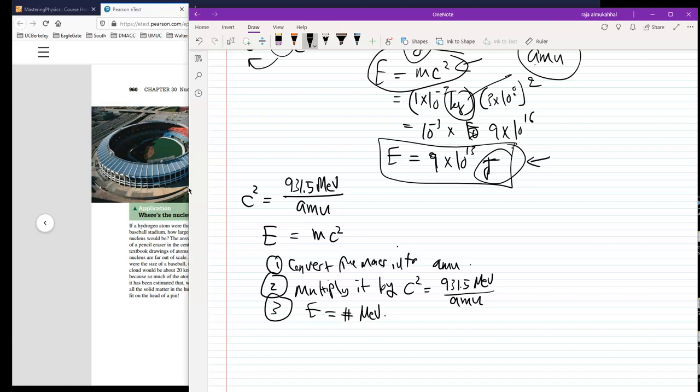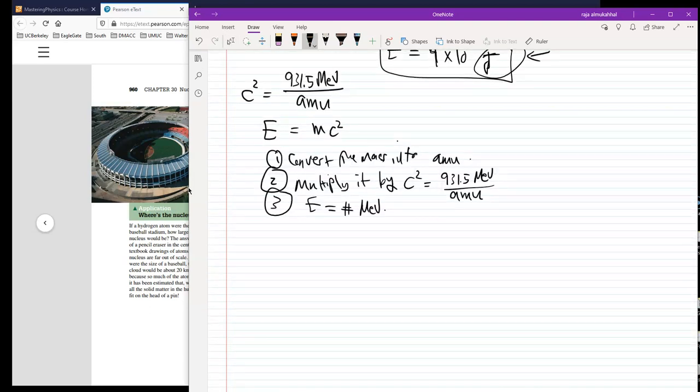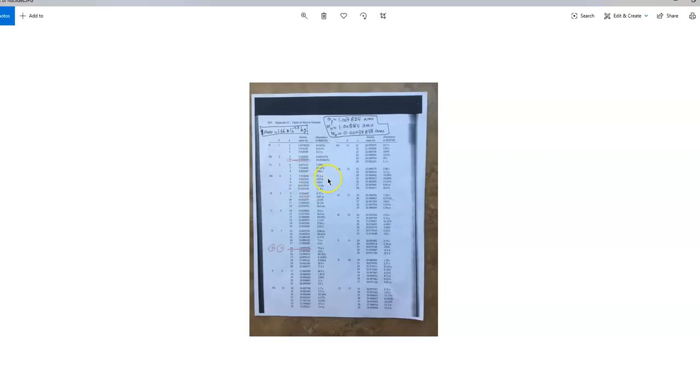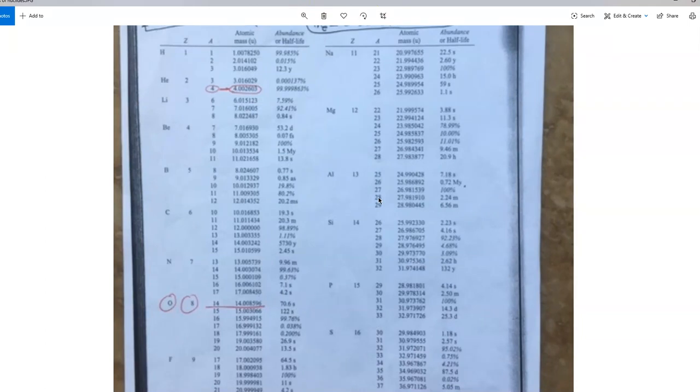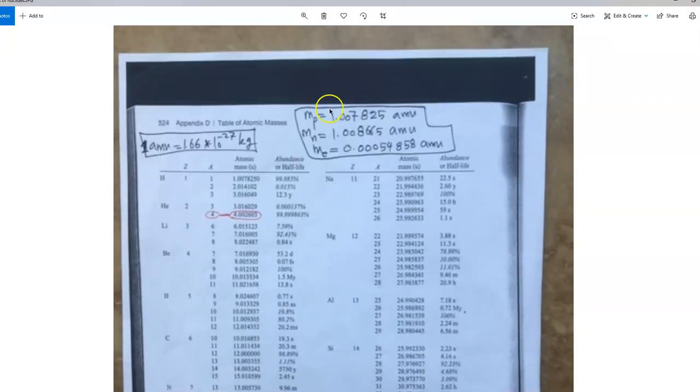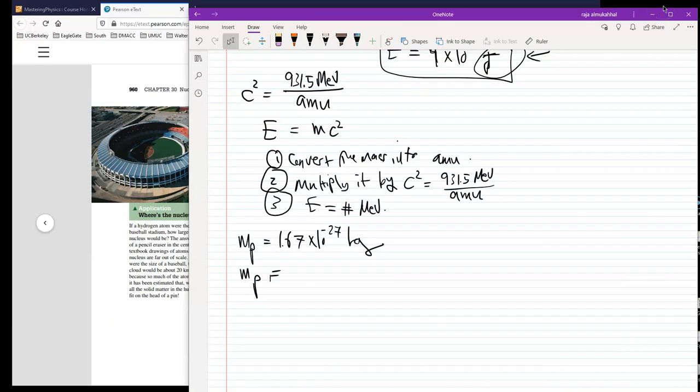Let me give you a quick example. Let's say I have a mass, the mass of the proton. The mass of the proton is 1.67 times 10 to the negative 27 kilogram. Well, the mass of the proton in AMU, you divide that by 1.66 times 10 to the negative 27, or I can just go back here, and it is right there. The mass of the proton is 1.007825 AMU. You see that?